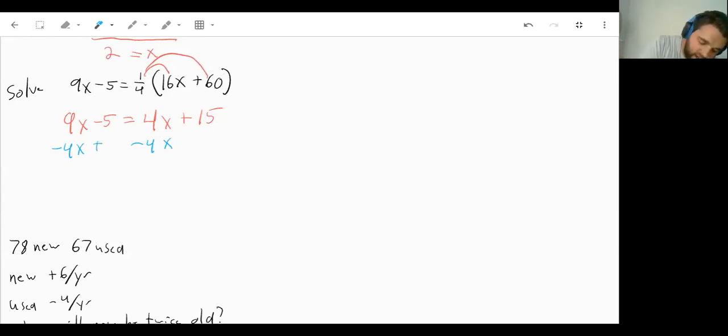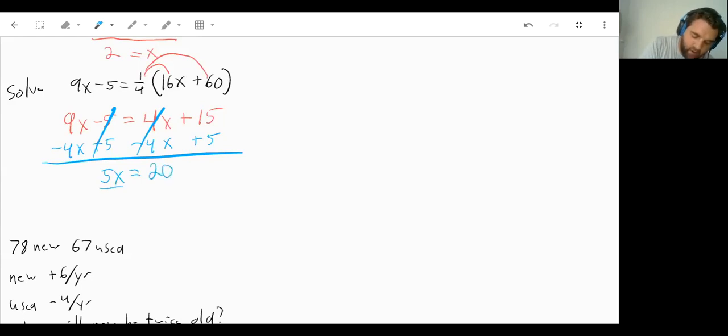So I'm going to go and add 5 to both sides to cancel that part out as we cancel out this part. So 9x minus 4x will get us down to a 5x, and 15 plus 5 will get us to 20. We can now divide both sides by 5 and comes out with an answer of x equals 4.